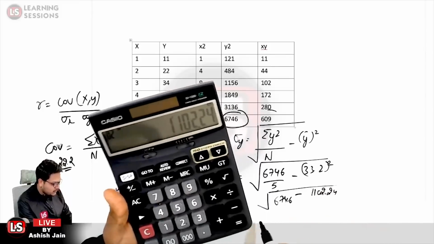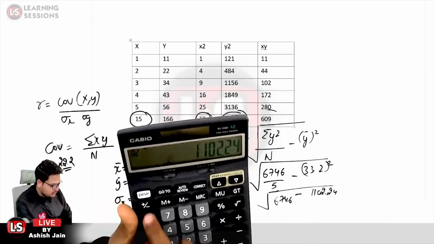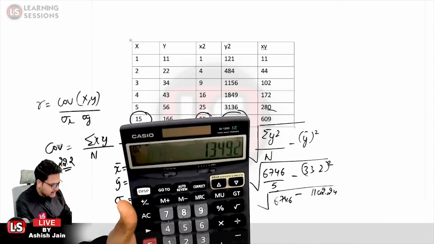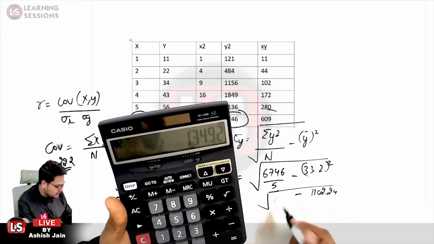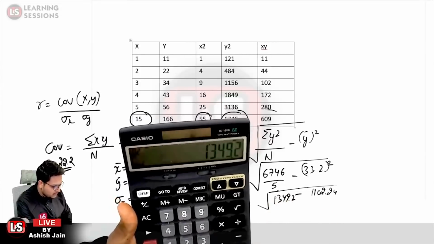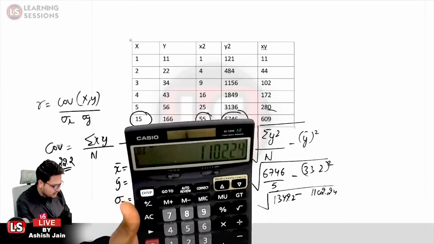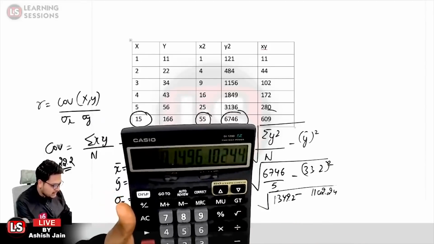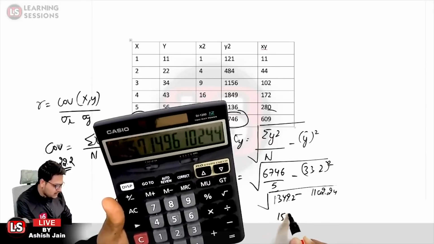1102.24. I'm just rewriting it. So it will be 6746 divided by 5, and that comes out to be 1349.2 minus 1102.24, and that comes out to be 246.96. Under root of the same, and that will be equal to 15.71.